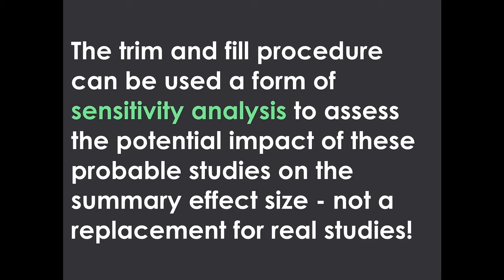The main thing that the trim and fill procedure should be used for is a form of sensitivity analysis to assess the potential impact of these probable studies on the summary effect size. Quite often, a lot of people use this as a replacement for real studies. So what they do is they find evidence of publication bias or asymmetry, add these studies in, include these imputed studies and report that as their main result, which shouldn't be done because these aren't real studies.